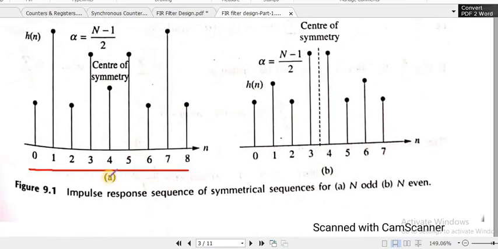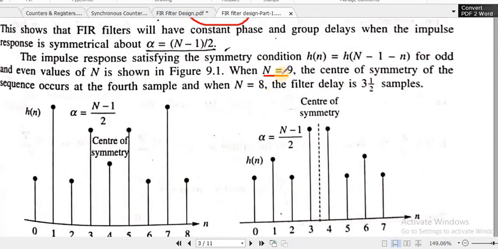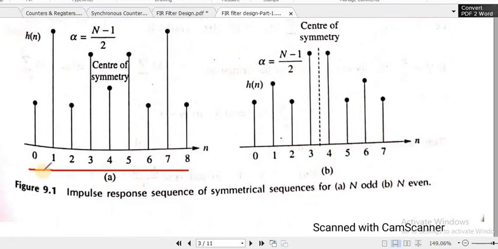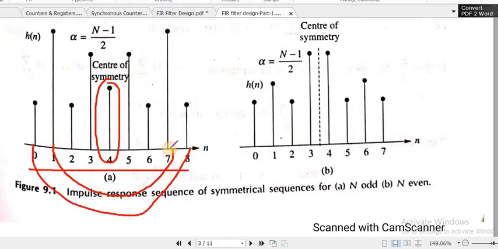So capital N equal to 8 means 0 to capital N equal to 9 means there are total samples from 0 to 8. If we draw that, the center of symmetricity is 4. We can say that this sample is exactly symmetric with this, this sample is exactly symmetric with this, and this sample is exactly symmetric with this. So this property and the center of symmetricity is 4, which in general we can say this.